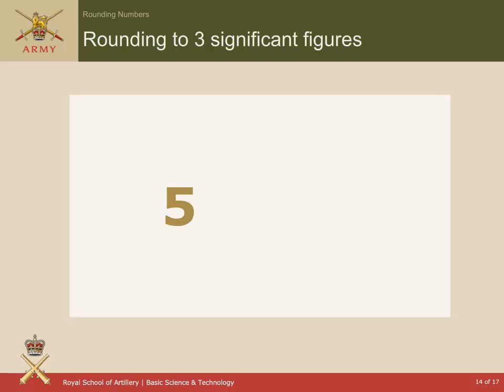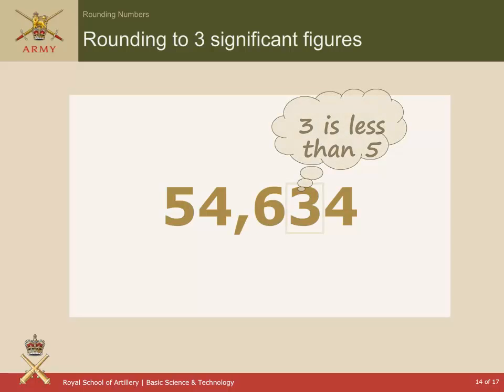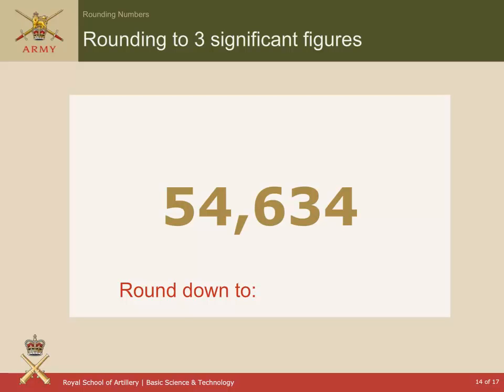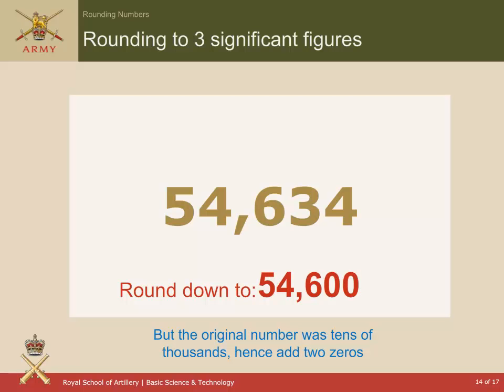Here we have 54,634, which we wish to round to 3 significant figures. So again, we start counting from the first non-zero digit, which in this case is 5. 5, 4, 6 is the third figure, 3 is the fourth. We apply our rule to that particular figure. It's less than 5, so we round down to 546, but we don't write 546. We have to remember to put the zeros back. So it's 54,600. If you wrote 540, you'd produce a number which is far, far smaller than the original one.